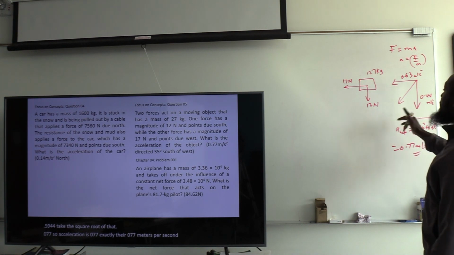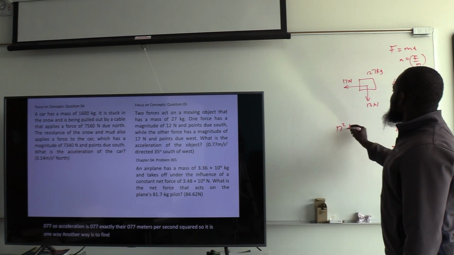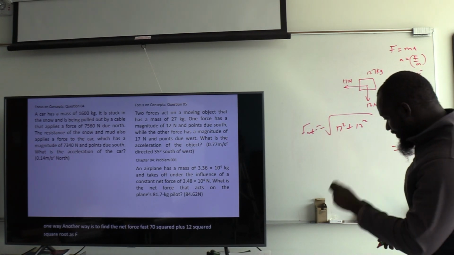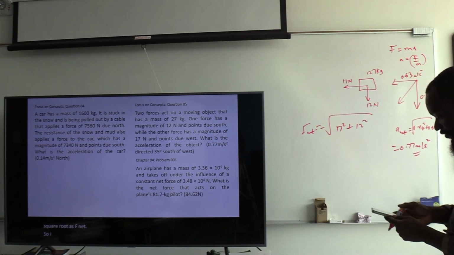So this is one way. Another way is to find the net force first. The square root of 17 squared plus 12 squared, that's F net. So I do that.